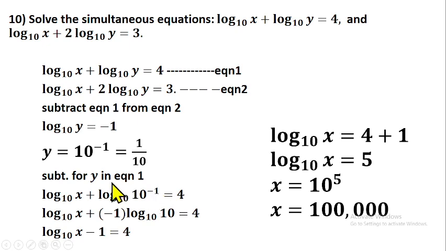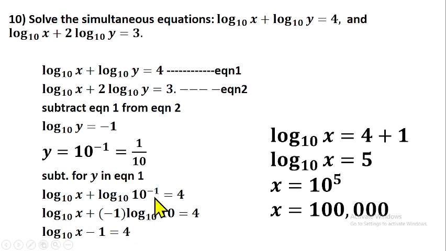Because if your minus 1 comes to the back here, according to the law of indices, because this one has power indices here, so you're having minus 1 here. So minus 1 times minus times plus will give us minus. So then log 10 base 10 will give us 1. So you're having minus 1 times 1, that gives us minus 1.